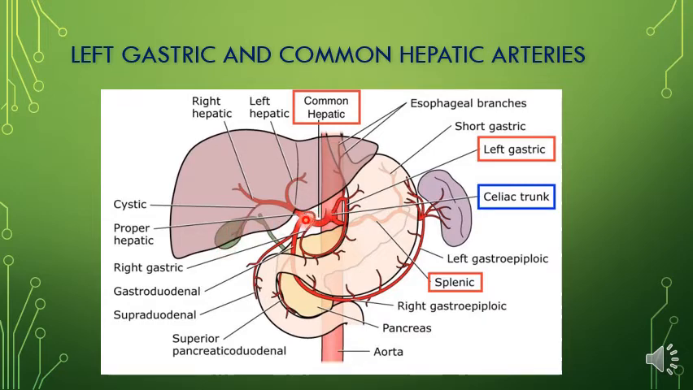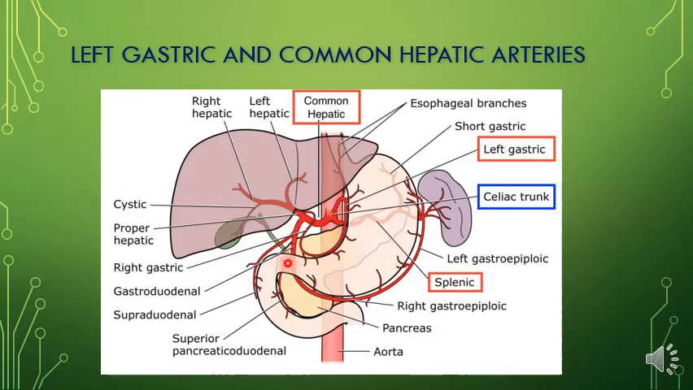Then the right gastric artery, what is happening to it? It passes downwards and towards the left, runs along the lesser curvature of the stomach and anastomoses with the left gastric artery. This we have already seen. Then the gastroduodenal artery. This is the gastroduodenal artery. It runs downwards behind the first part of the duodenum.